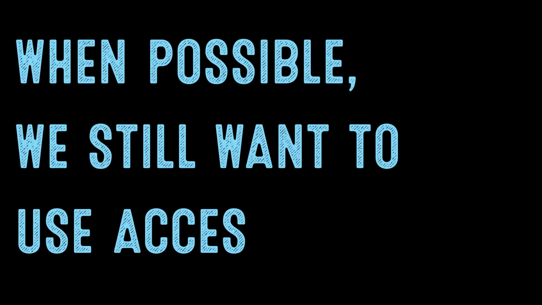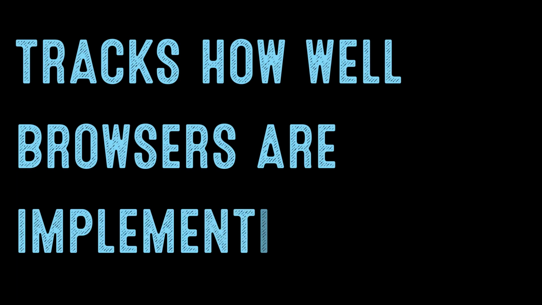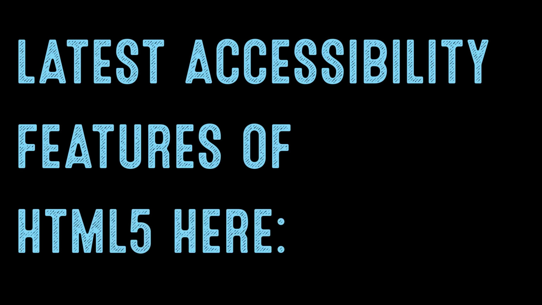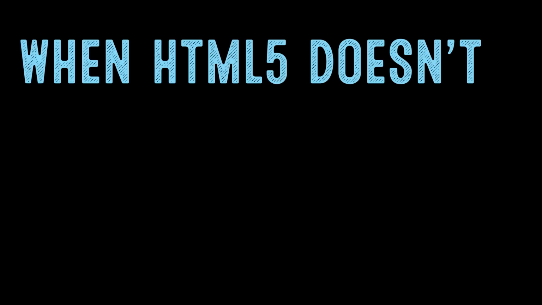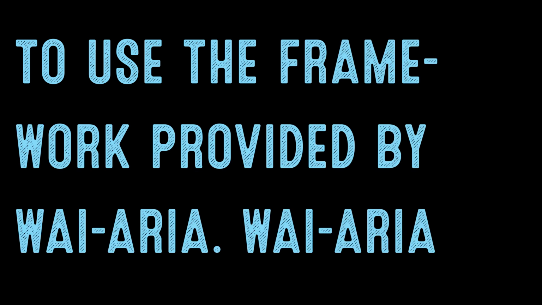How do we find out if browsers are implementing the latest features? When possible, we still want to use accessibility features built into HTML5. There is a website that tracks how well browsers are implementing the latest accessibility features of HTML5 here: http://www.html5accessibility.com. When HTML5 doesn't fully address accessibility, we need to use the framework provided by WAI-ARIA.